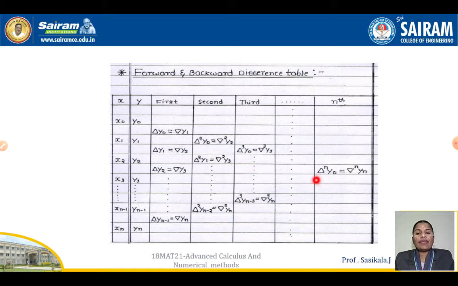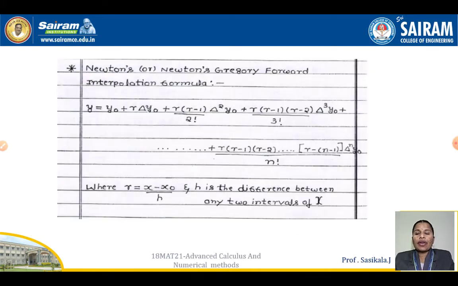Only the forward difference is taken from the top, from the first value: del y0, y1, y2, you have to write it. And the backward difference is taken in reverse: backward del yn, backward del yn minus 1, like that. You are supposed to take it from every column. Now we can go for the main topic of this video.